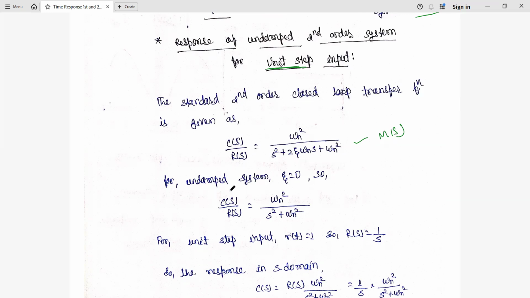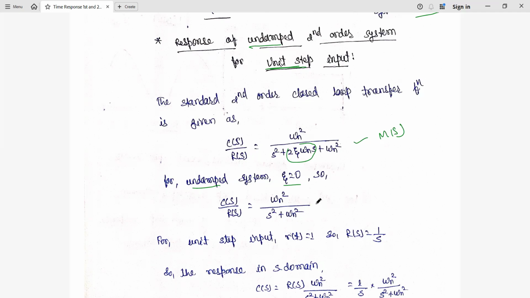So first we are seeing the condition, undamped. In case of undamped, what will happen? The damping ratio is equal to 0. So finally the second term of the denominator will become 0, and we only have omega n square upon s square plus omega n square.